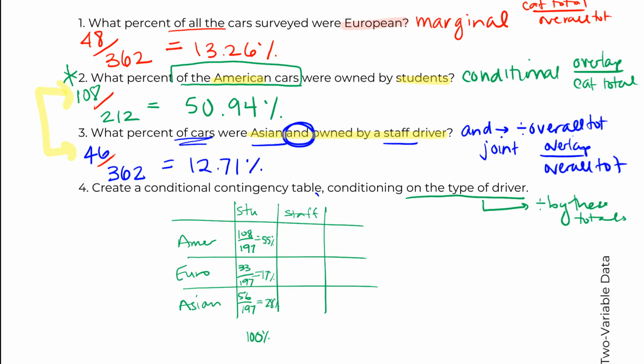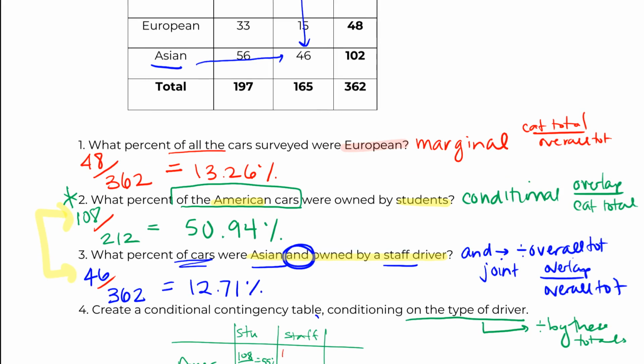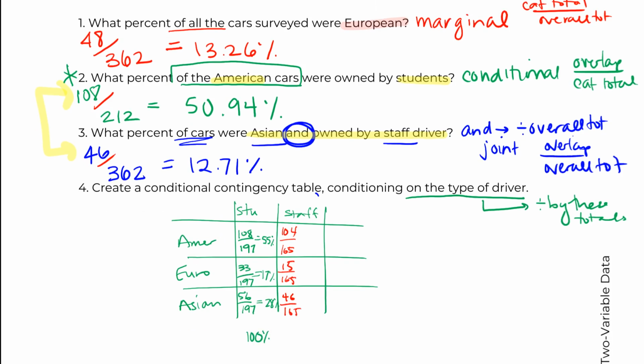And we could do the exact same thing with the staff drivers. I'll pause and then just show you the answers so you don't have to watch me do a lot of math. But the 104, 15, 46, I'm just writing down those totals. Every one of these is going to be divided by the 165 staff drivers. So we can kind of see how that would look. So eventually, again, we're going to get 100% of staff drivers. What were they driving? So we end up here.